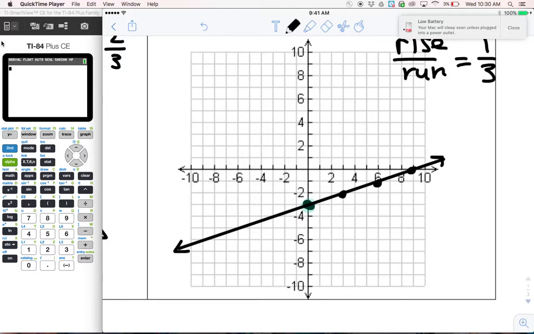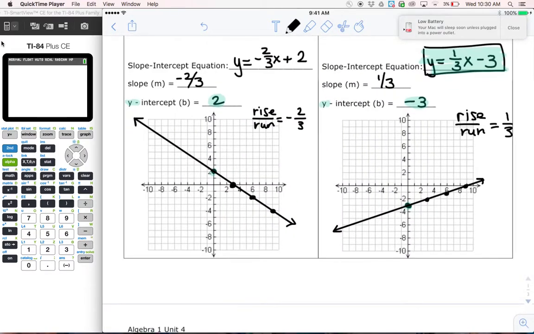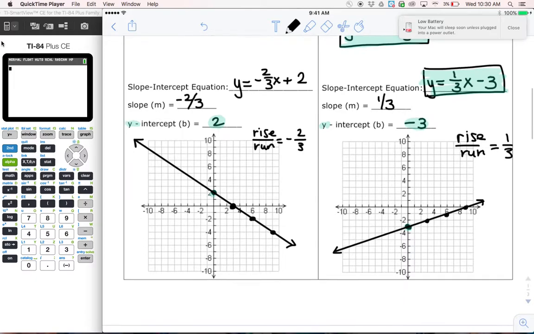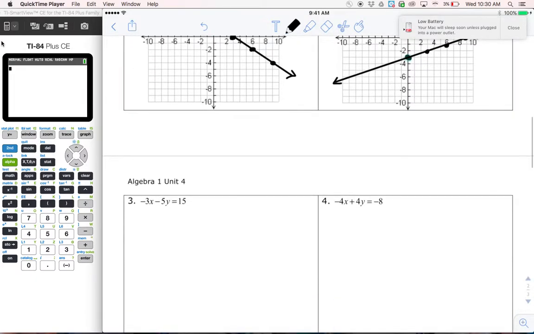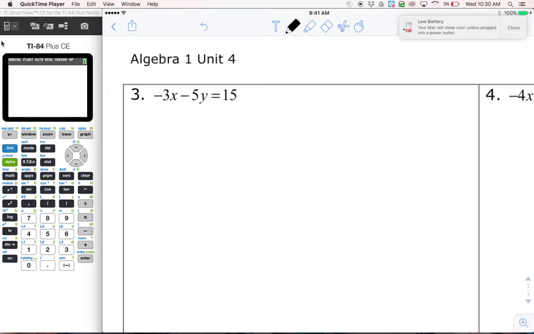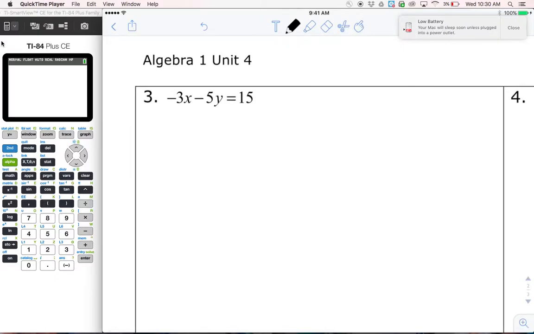Okay. Let's go ahead and move to the back side of this worksheet. We've got 2 more examples to look at. Problem number 3. Here we go. Again, y'all, I want y equals mx plus b. It's just so much better, right? It works so much better.